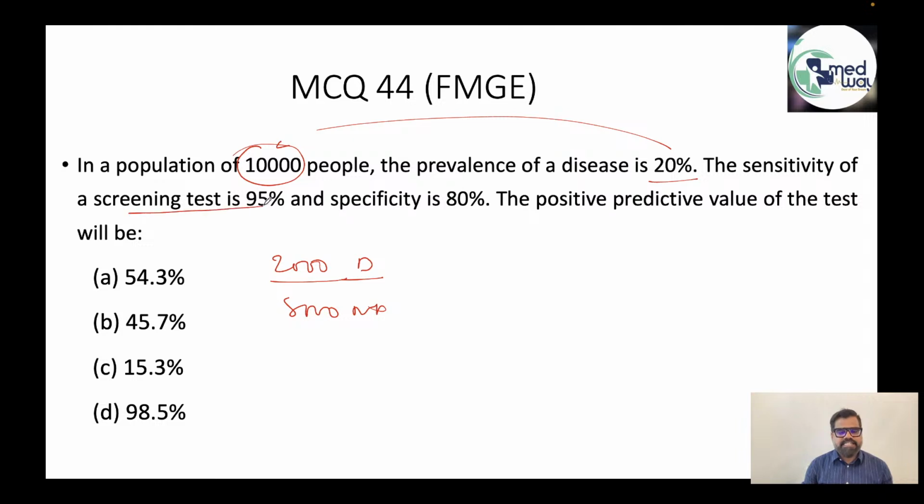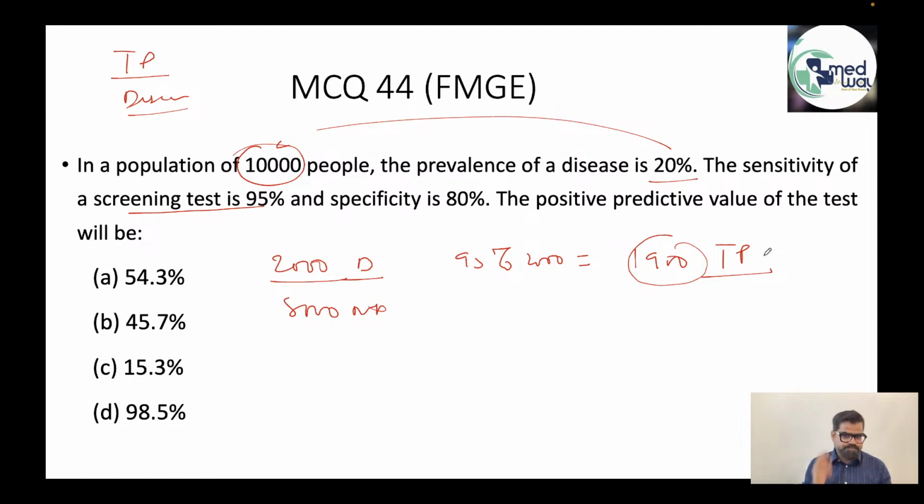Sensitivity of the screening test is 95%. What is sensitivity? Ability of the screening test to correctly identify true positive out of total diseased. So 95% of 2000, which is 1900, is my true positive. Okay, let's put it here. Specificity is 80%. What is specificity? Ability of the screening test to correctly identify true negative out of total not disease. So 80% of 8000, which is 6400, is your true negative.